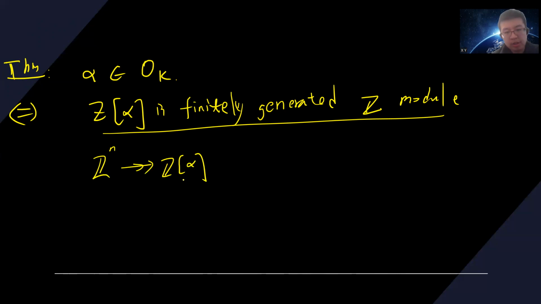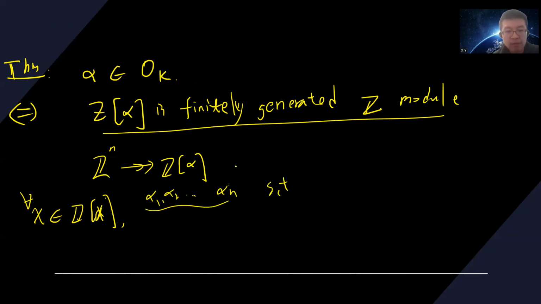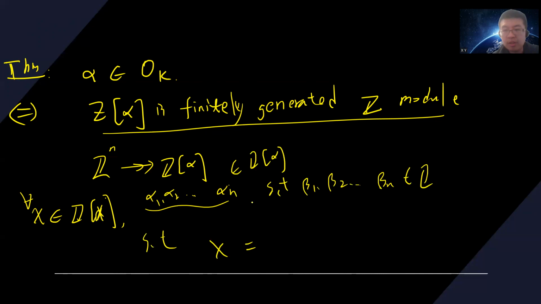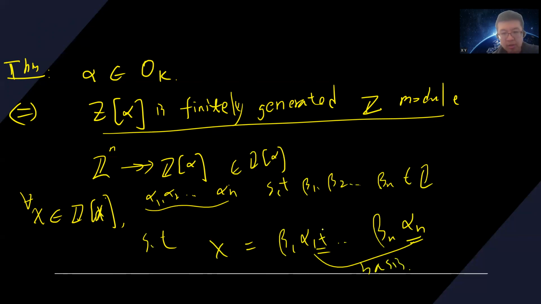Or simply speaking, as I said, for any x belonging to Z[alpha], you can find alpha_1, alpha_2, ..., alpha_n, which are fixed in Z[alpha], but you can find beta_1, beta_2, ..., beta_n in Z such that x is a linear integer combination beta_1 alpha_1 + ... + beta_n alpha_n. You have a basis, and then you can find the integer combination of such a basis, which will generate all of Z[alpha].